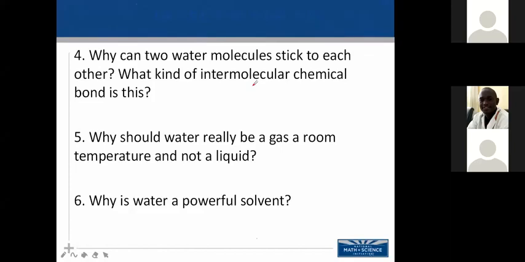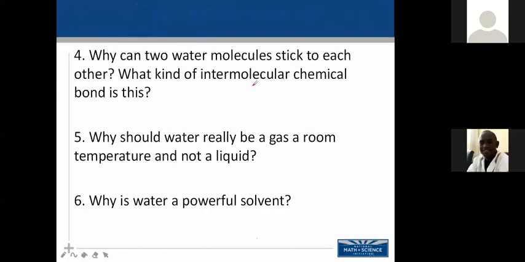Now, before we go to the next question, I want to ask a question which is not here. Since water has 2 partial positive and 2 partial negative charges, why then don't the charges cancel each other in the water molecule? I'll ask you to unmute. You can answer the question.